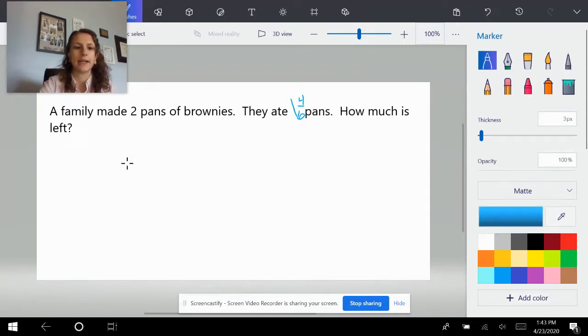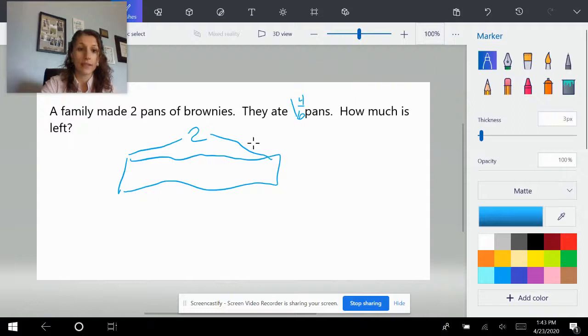Let's draw a tape diagram. They started off with those 2 pans of brownies. I know 2 things happened to the brownies. Some they ate, and some are left. They gave me that they ate 1 4/6, so I can fill in that part of my information. I don't know how much is left. Yes, I have my total. It did not say anything about equal parts, so I'm going to subtract. That means I would have 2 take away 1 4/6.